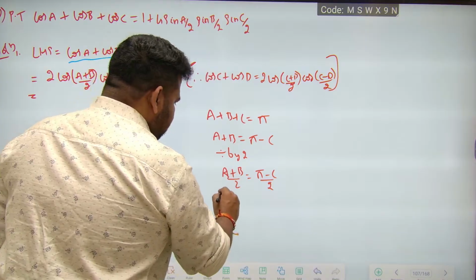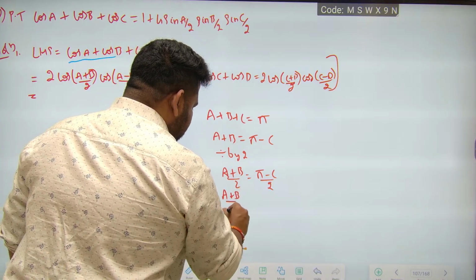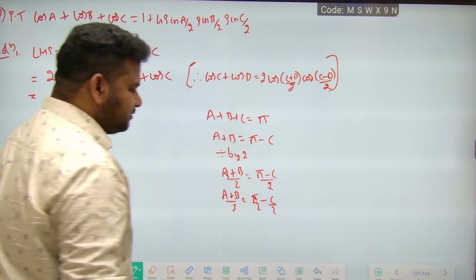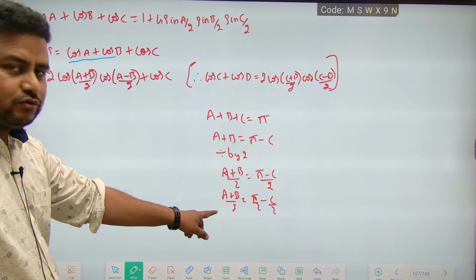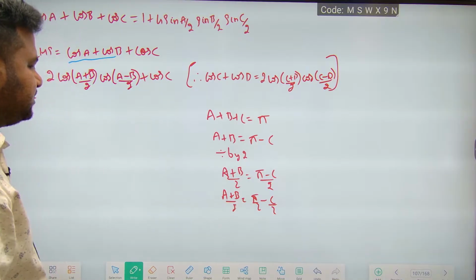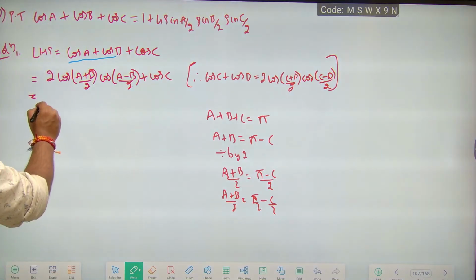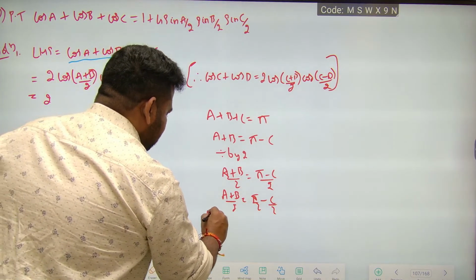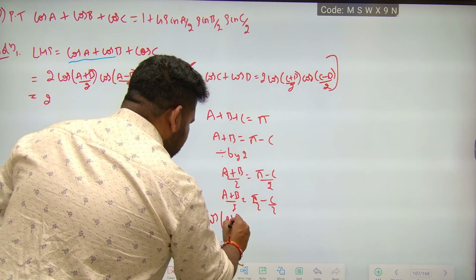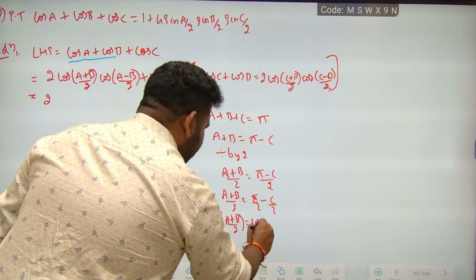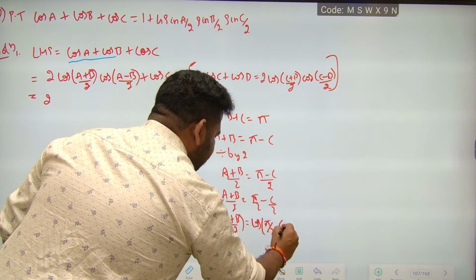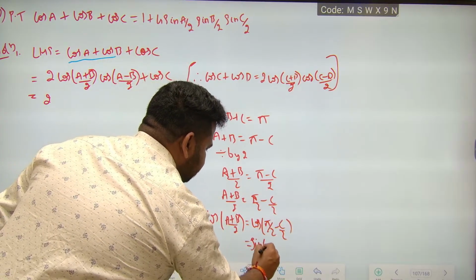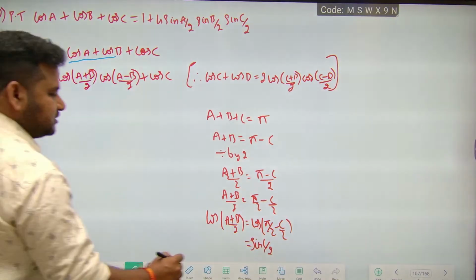So A plus B by 2 will be equal to pi by 2 minus C by 2. This is what I will have, correct? So A plus B by 2 I can write as pi by 2 minus C by 2. Let us apply cos. So cos of (A plus B) by 2 can be written as cos of (pi by 2 minus C by 2). Cos of 90 minus theta is what, friends? Sin theta. So this will become sin C by 2.